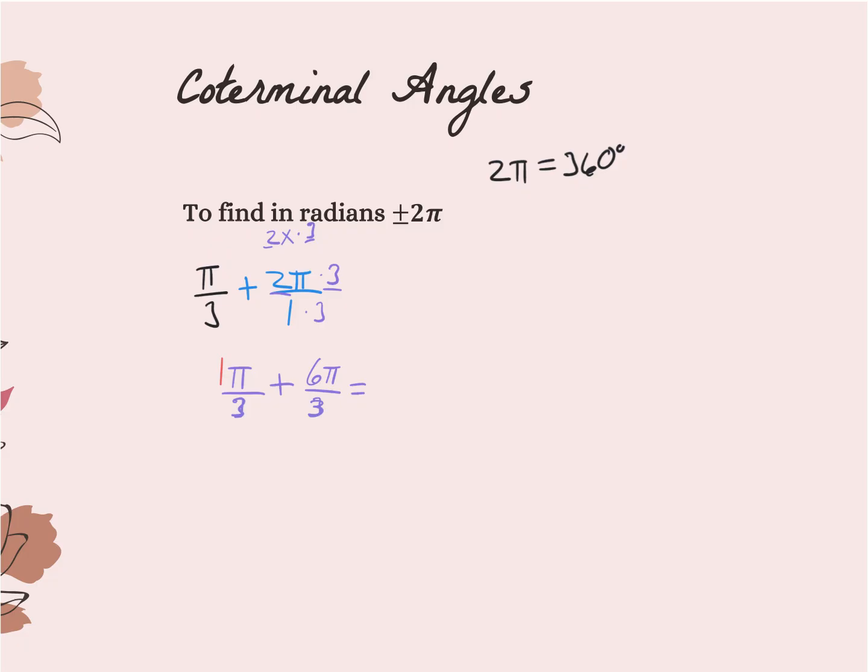1 pi, there's only 1 pi on top of this one right here, plus 6 pi is going to get you 7 pi, right? And then 7 pi over 3 would be a coterminal angle. That's the idea that you guys need to be comfortable with throughout this lesson and throughout the rest of the lessons, all right? And now we're going to do some examples in the next slide.